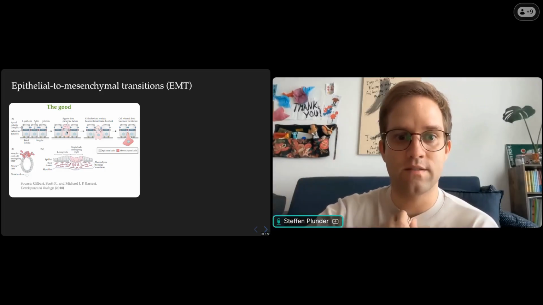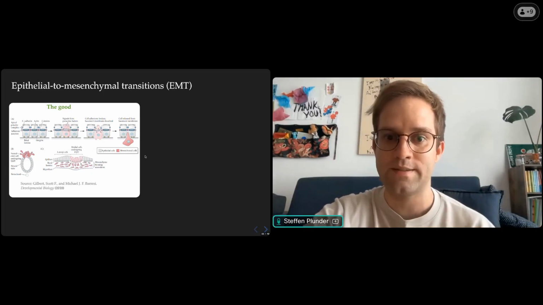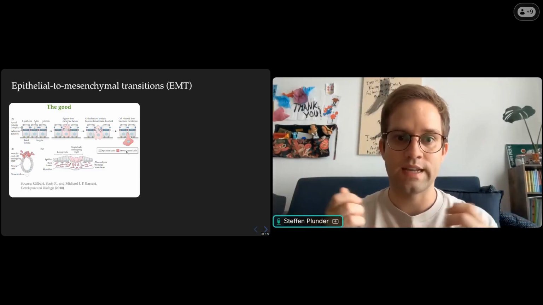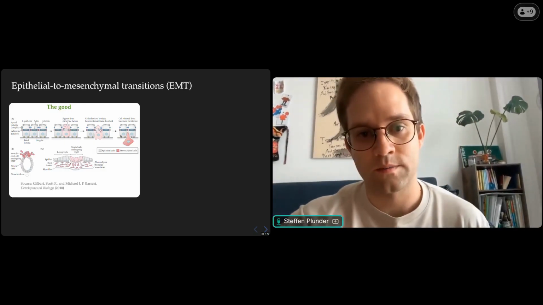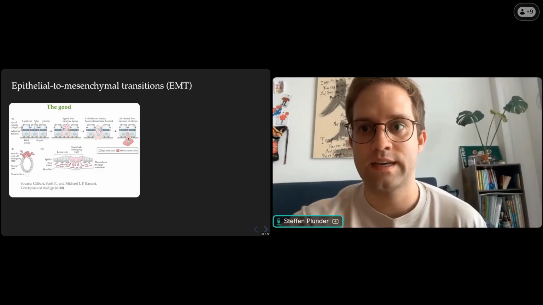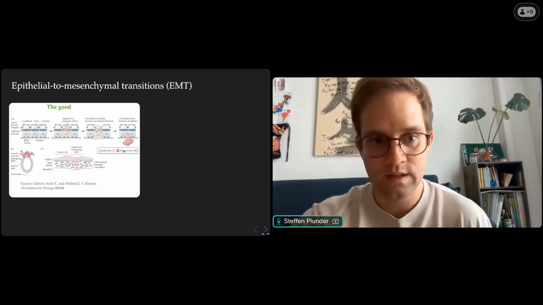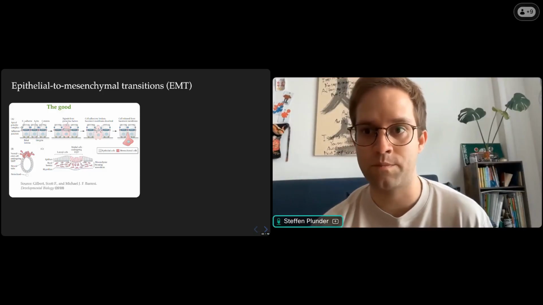So if a cell starts to transform into another cell type, into a mesenchymal cell, it can detach from its neighbor and it can start to migrate. And so it will change a lot of biophysical properties and then go typically into the basal direction. Examples for epithelial to mesenchymal transitions are in normal embryo development.